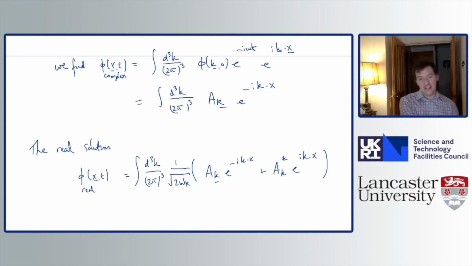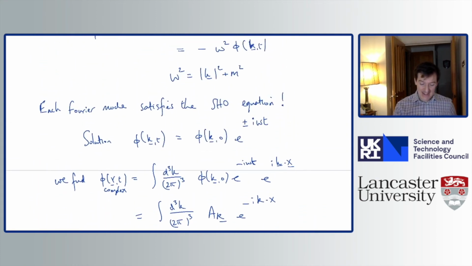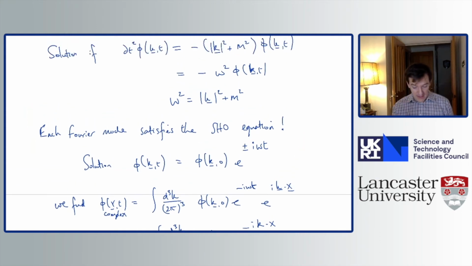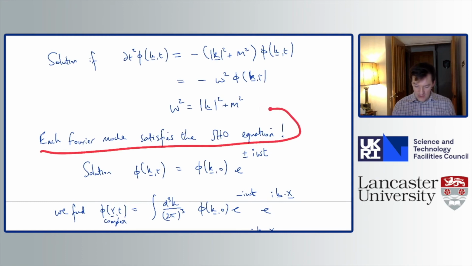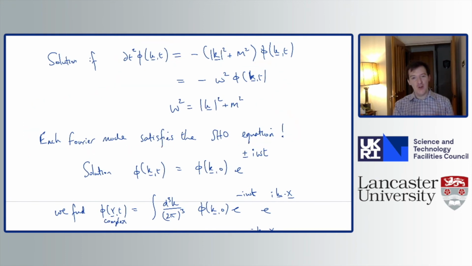So with both the ansatz method and with this Fourier method, we've ended up with the same solution. The additional thing that we learned with the Fourier method is that each Fourier mode satisfies the simple harmonic equation. Each k component of this field satisfies a simple harmonic equation, and that's good because a simple harmonic oscillator is something that we know how to solve.